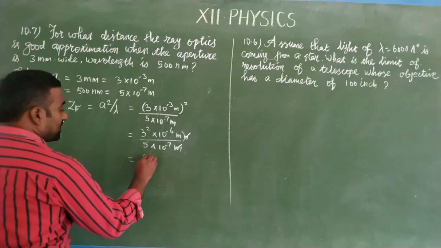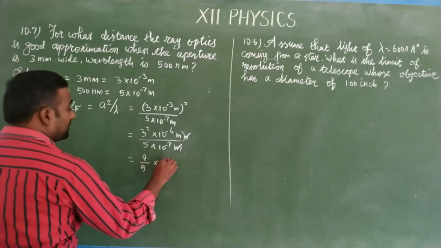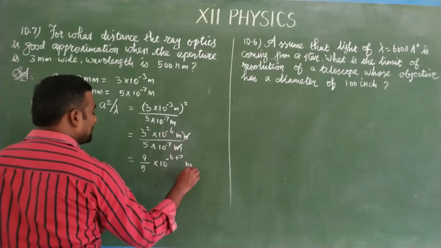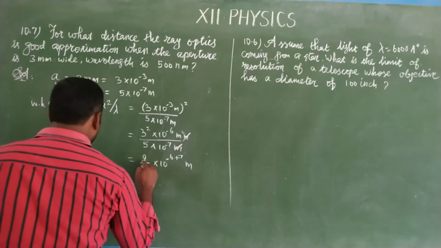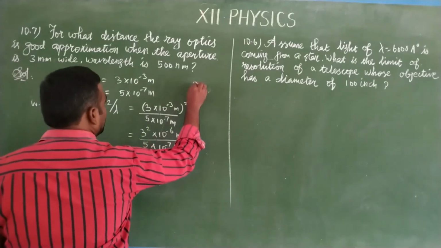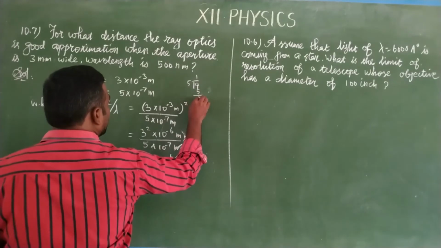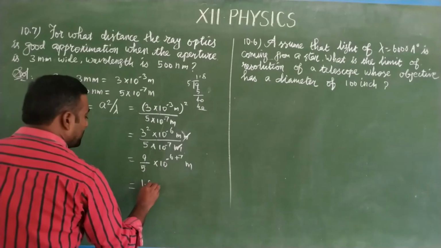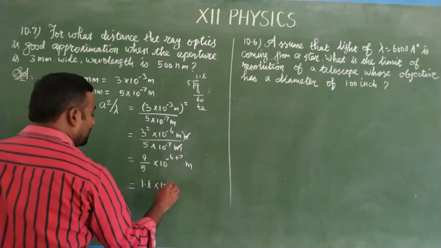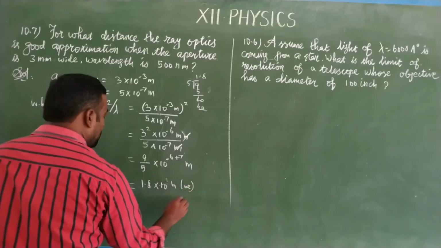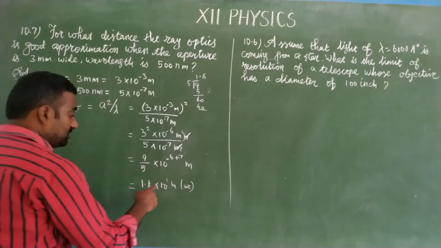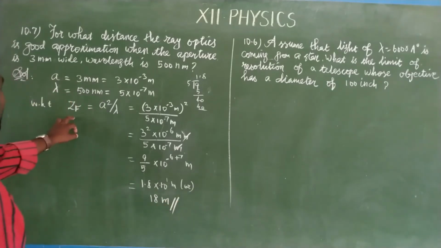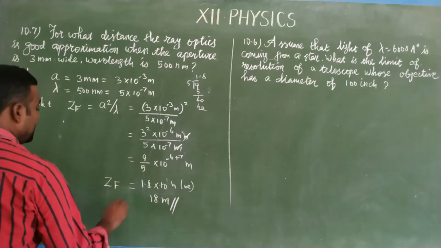Then 3 threes are 9, so 9 by 5 into 10 to the power minus 6, and the denominator's power moves to the numerator as plus 7 meter. What is 9 by 5? It is 1.8, so 1.8 into 10 to the power 1 meter, and 10 to the power 1 is 10. So 1.8 into 10 is 18 meter. So we get the Fresnel distance as 18 meter.